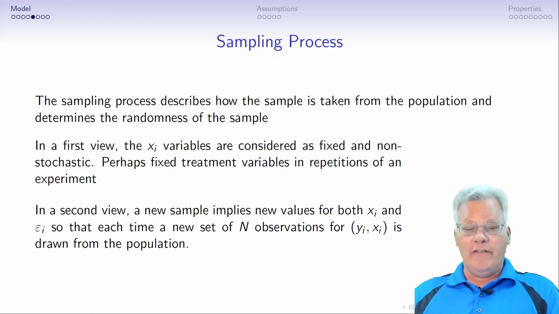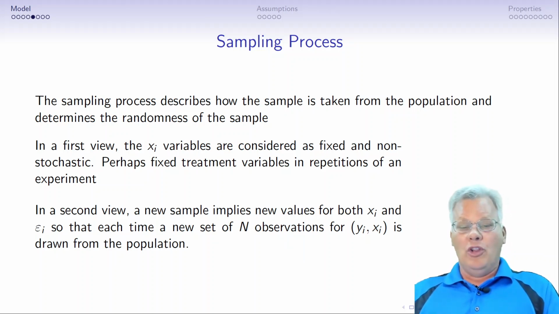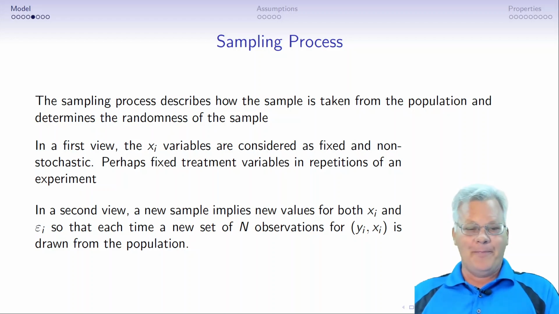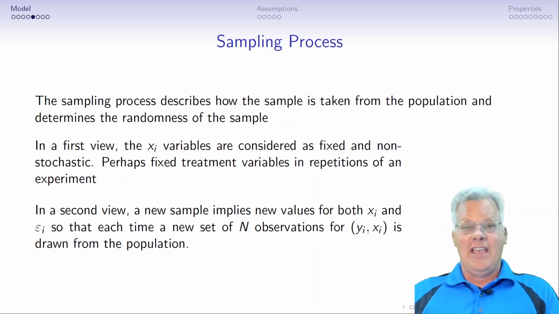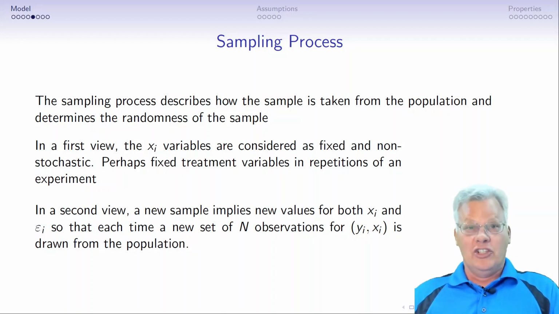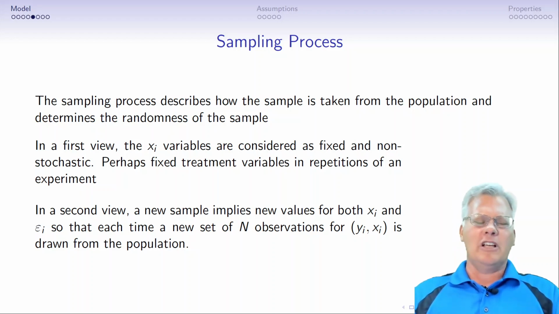In the second alternate view, a new sample is new draws of both X and epsilon, so that each time a new set of observations are drawn, we have new values of both X and Y. In this case, the X's are now considered stochastic, and we're going to have to use a little stronger mathematical techniques to derive the statistical properties of the OLS estimator b. And we're going to consider this a couple weeks down the road, or a couple chapters down the road.